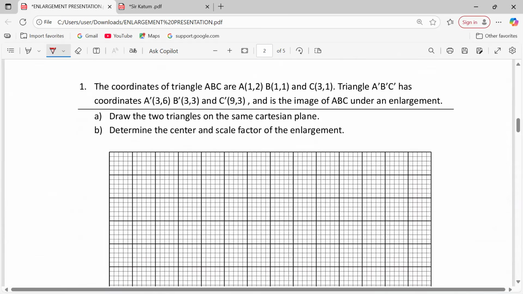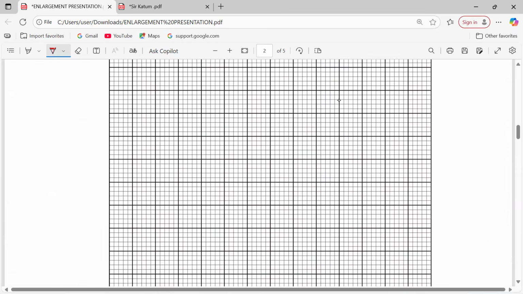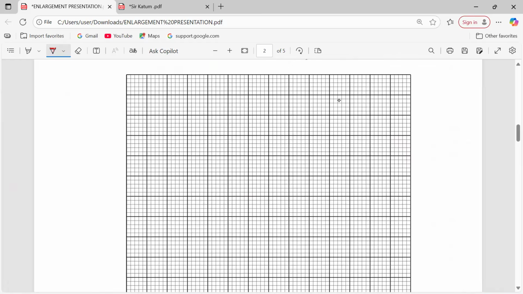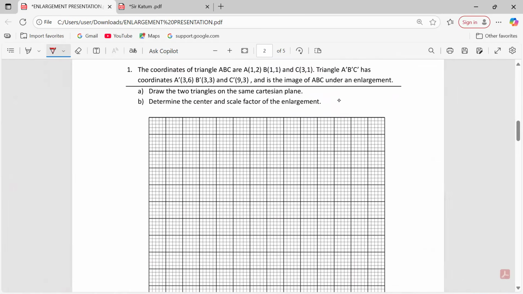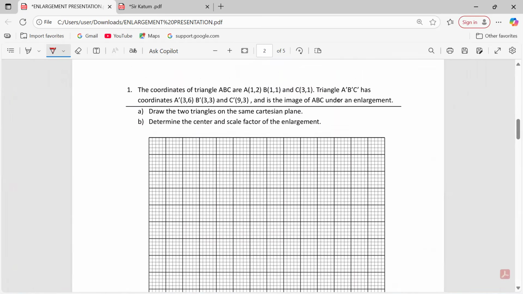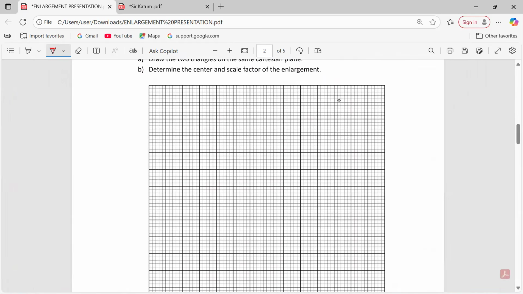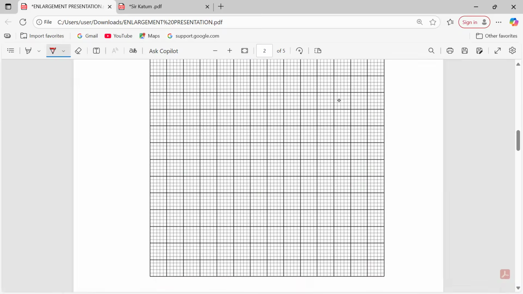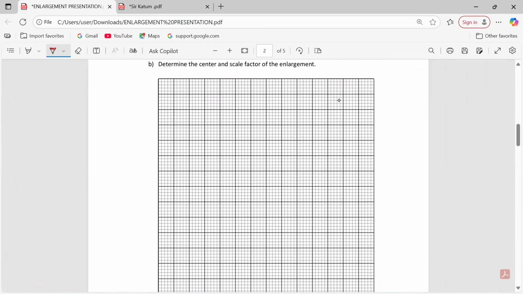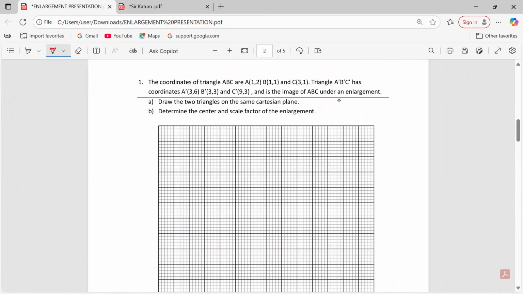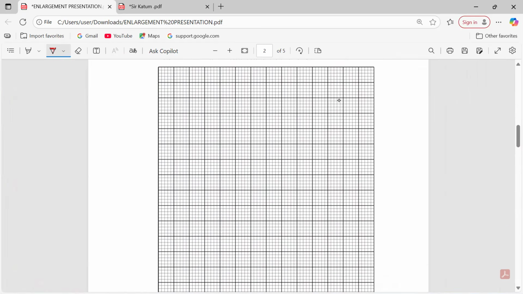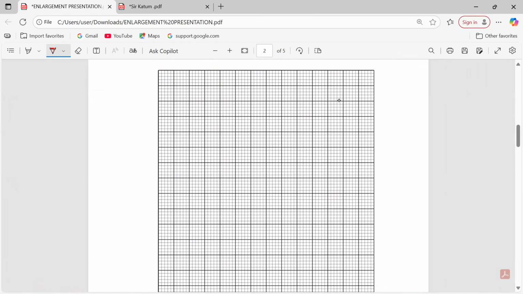Look at part A. Draw the two triangles on the same Cartesian plane. Then part B, determine the center and scale factor of the enlargement. So we're going now to draw these particular triangles on the same Cartesian plane. Allow me to zoom the graph so that the whole domain can be well analyzed. Then I'm going to draw the Cartesian plane. I will start with the vertical axis together with the horizontal axis.